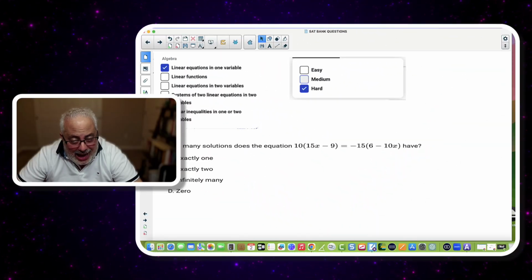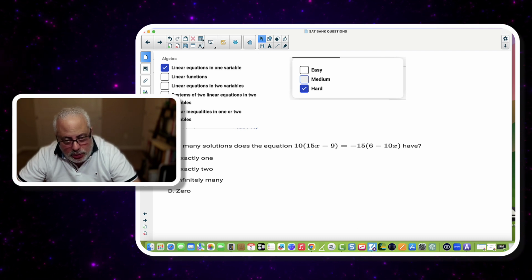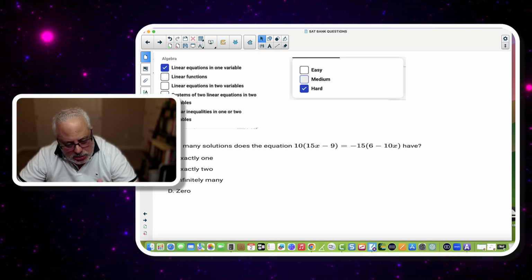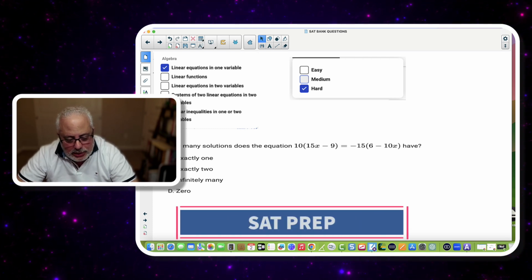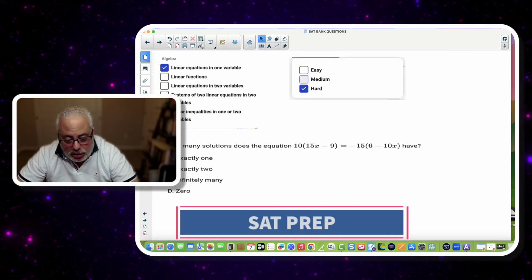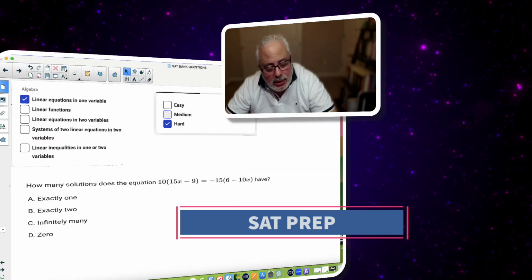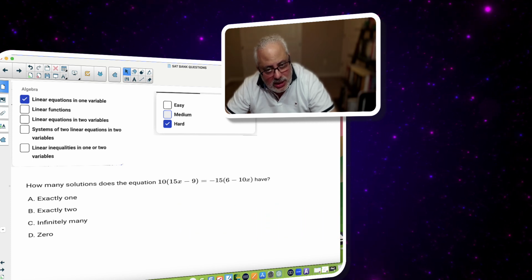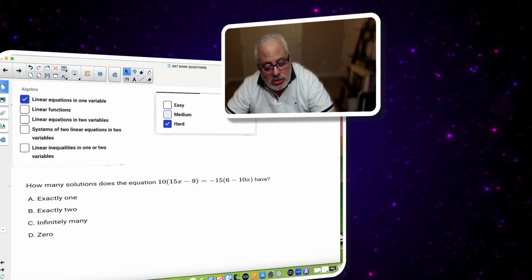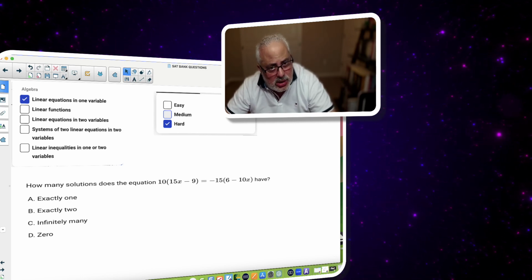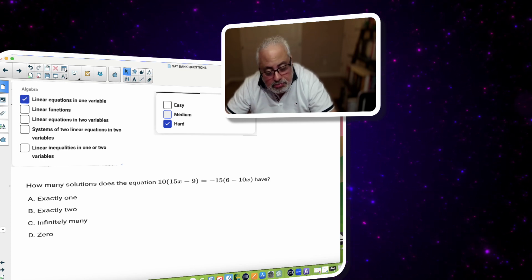Ready for an algebra domain hard question? This is the one that you're seeing now. So this is the algebra domain, the linear equations in one variable topic or skill, and this is a hard question. How many solutions does the equation 10 times parenthesis 15x minus 9 equals negative 15 times parenthesis 6 minus 10x have? Exactly 1, exactly 2, infinitely many solutions, or 0 solutions?